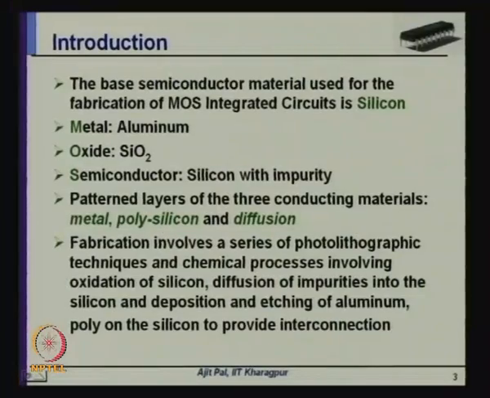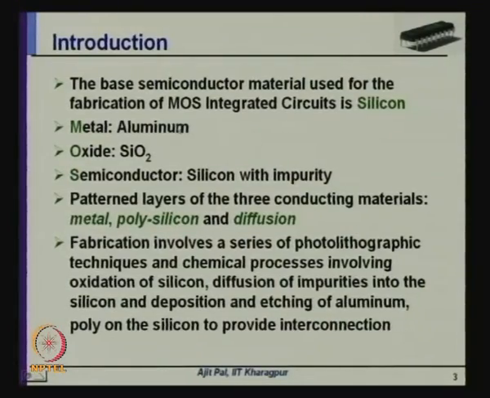However, you have to use a very purified form of silicon for the fabrication of VLSI circuits. So, usually by reacting silicon dioxide or sand with carbon, the silicon is purified to a great extent, and then it is used for the purpose of fabrication of VLSI circuits.